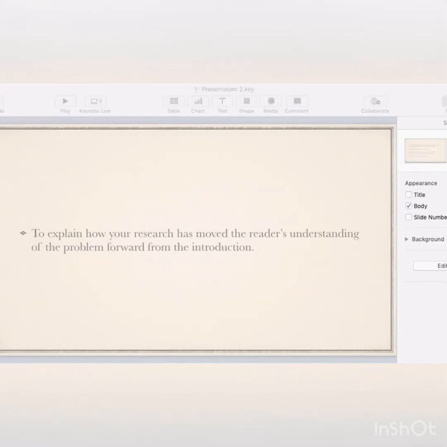And thirdly, the discussion section is there to explain how your research has moved the reader's understanding of the problem forward from the introduction. After having read the introduction, the reader may have a brief idea of the research problem at hand, although this may be taken a step further by the discussion.